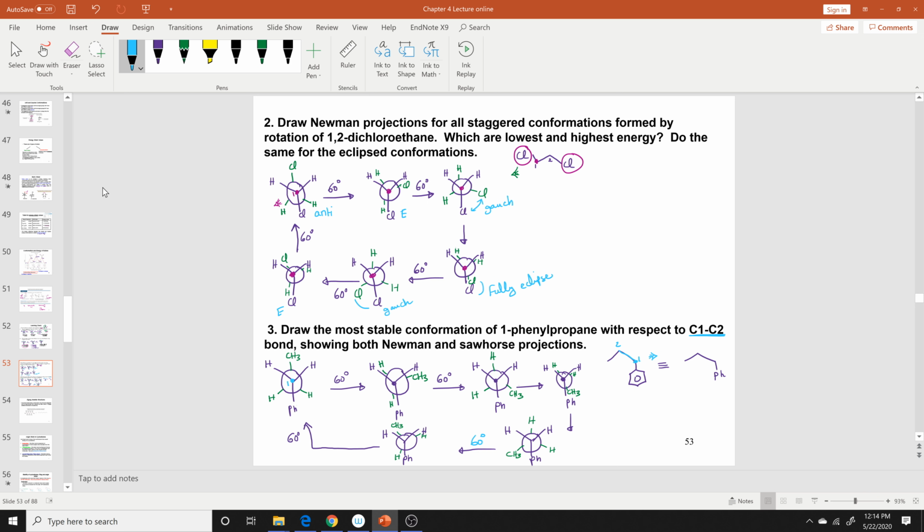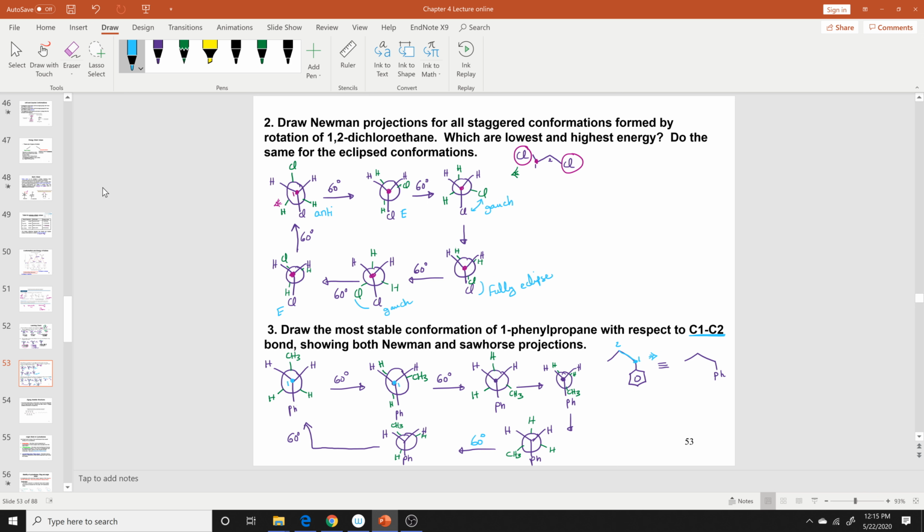And then fix carbon 1. It's always easier to fix the front carbon, rotate the back carbon. If you want the opposite, it's fine. It's not a big deal. So the question, in both, asks which one has the lowest energy and highest energy. So the lowest energy is going to be the anti, and the highest energy is going to be fully eclipsed. No need for you to know the energy values, because I know here that anti is the lowest in energy, the most stable, and the fully eclipsed is the highest in energy, which is the least stable. Same thing over here.